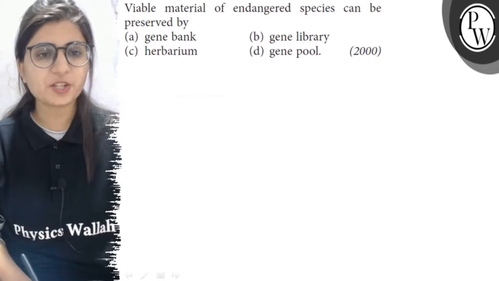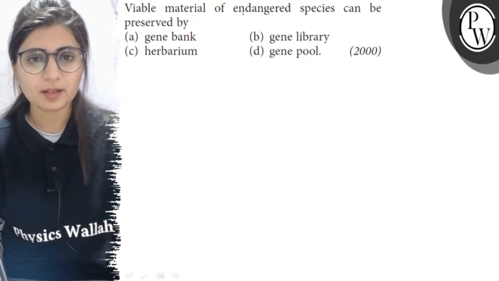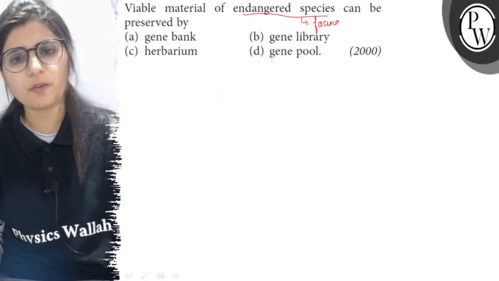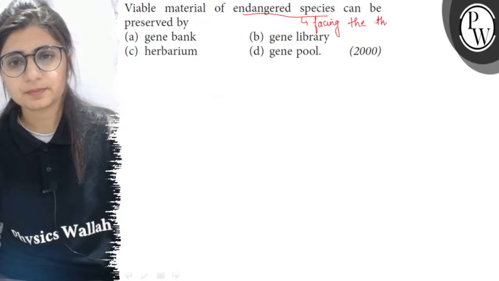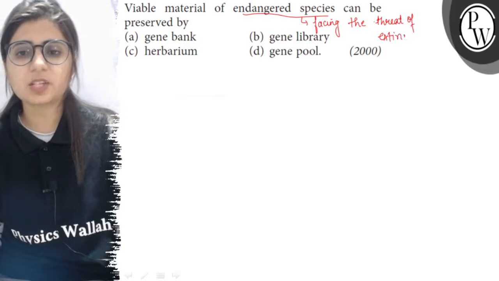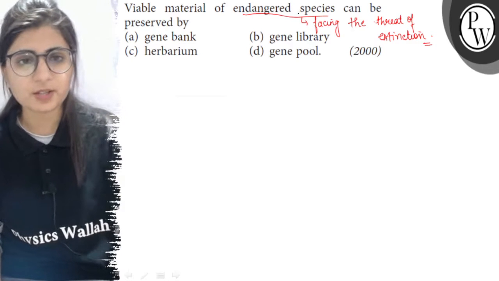Hello बच्चों, the question is: viable material of endangered species can be preserved by. So endangered species is the species which is facing threat of extinction. Such species which are facing the threat of extinction in near future are known as the endangered species.